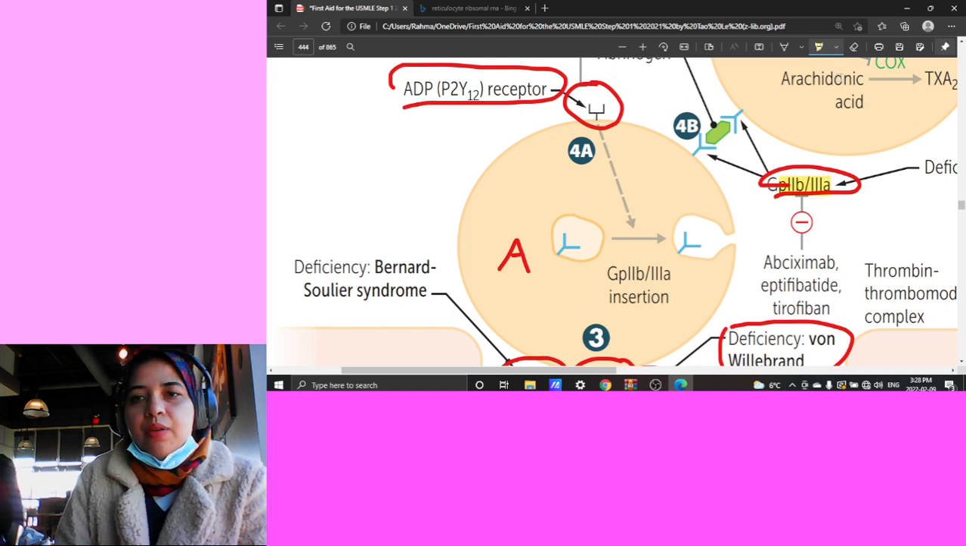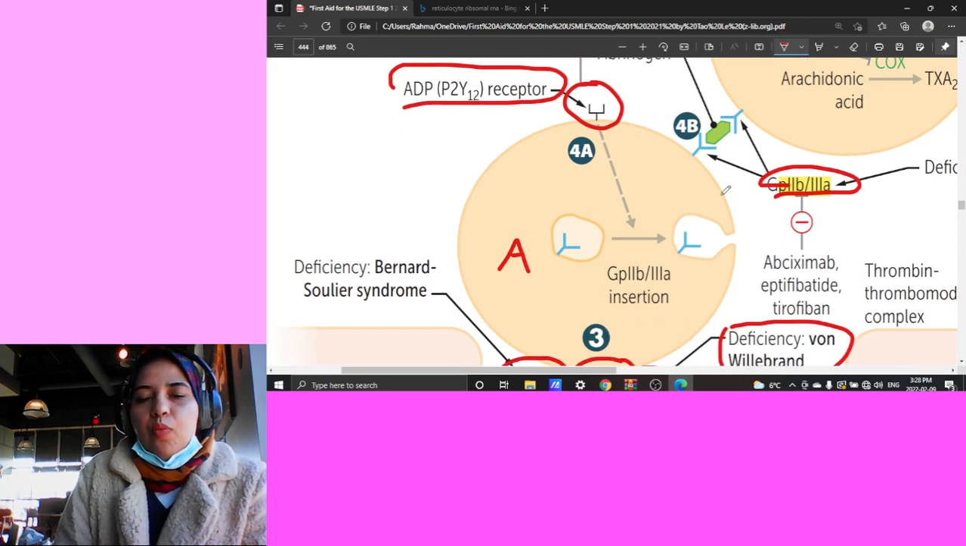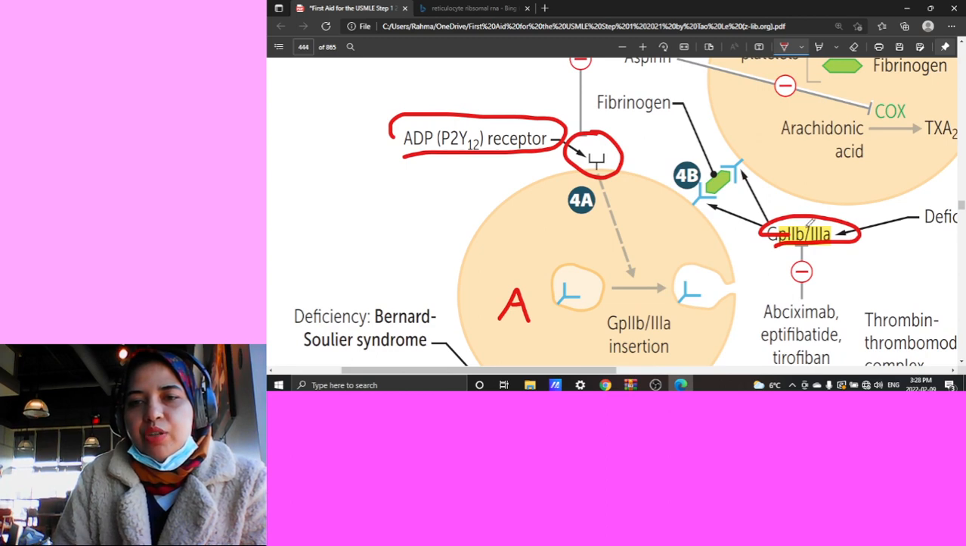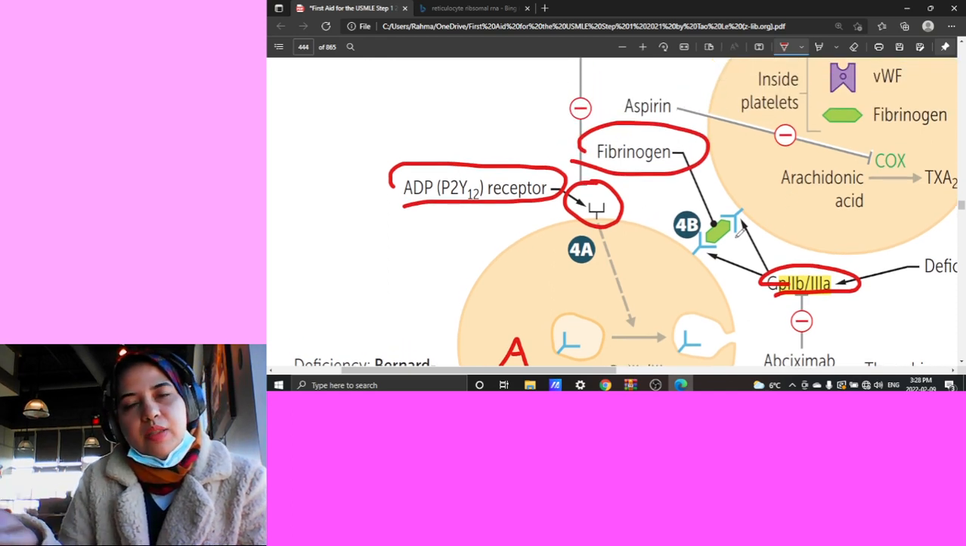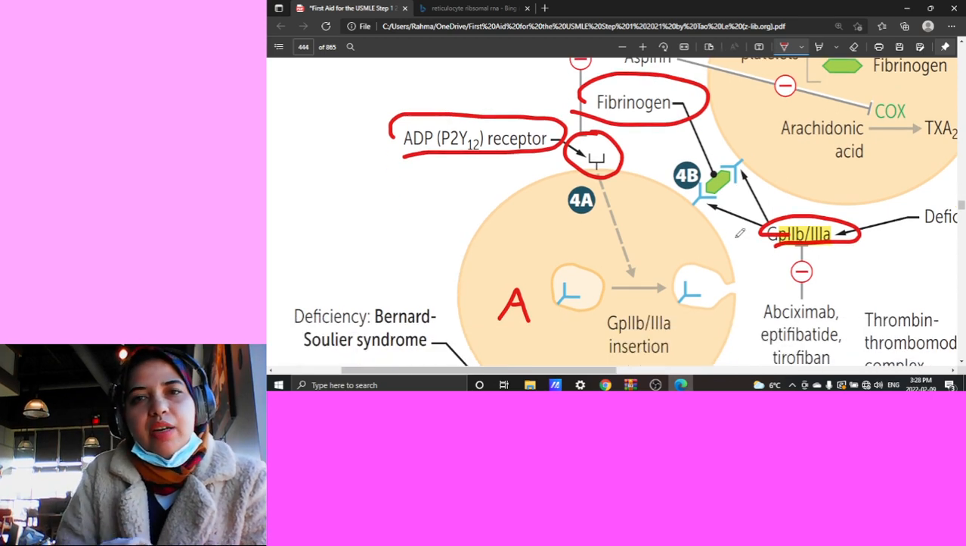To GP2B3A on the surface of the platelet. So what's going to happen here? I'll just say the rest of it to make things a bit more simple for you. So we have the P2Y12 ADP receptor, which is going to trigger GP2B3A insertion, and then this is going to bind to fibrinogen, and that is going to bind to the other platelet's GP2B3A. So how can I stop this using pharmacology?